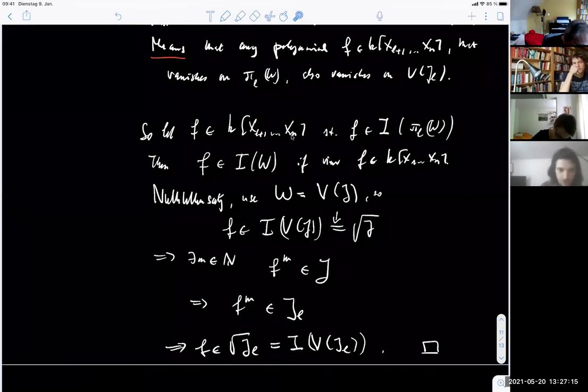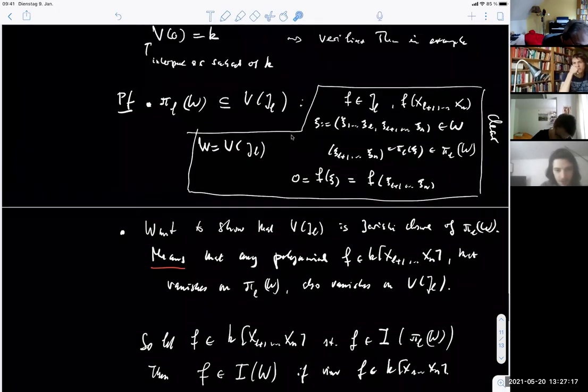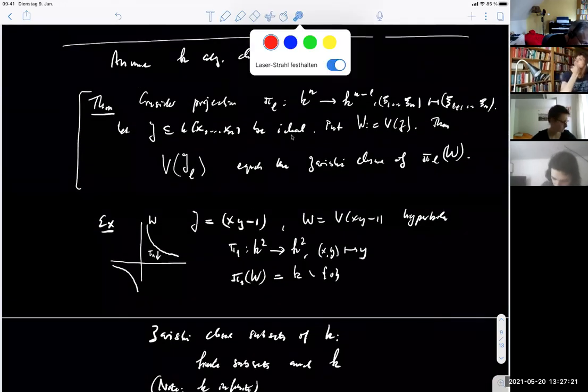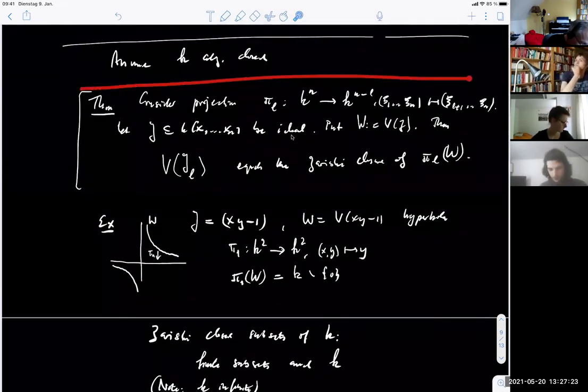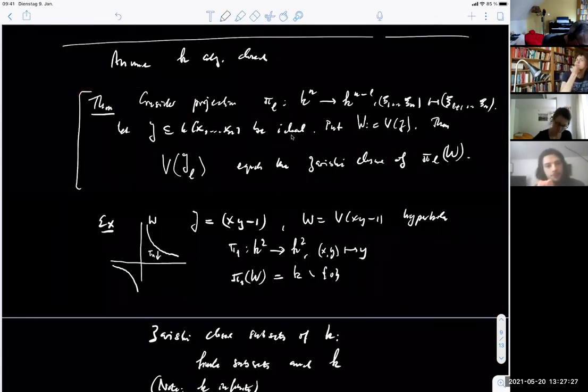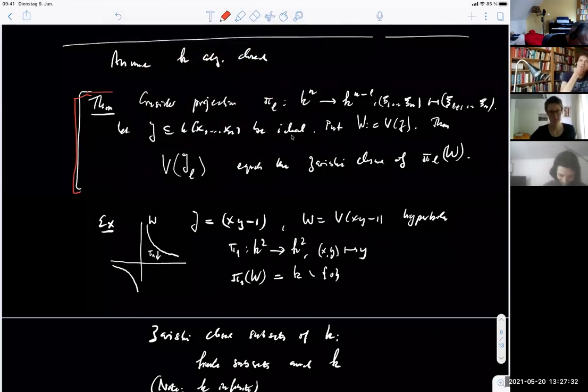Okay, I have to get used to it. Yeah, well, this takes time. But you see, this is a nice theorem. This is a really nice theorem. Maybe I do mark it in color because it's nice. Nice theorem.